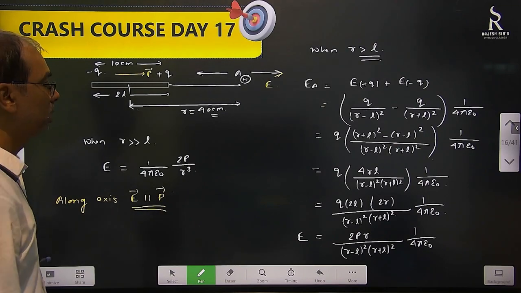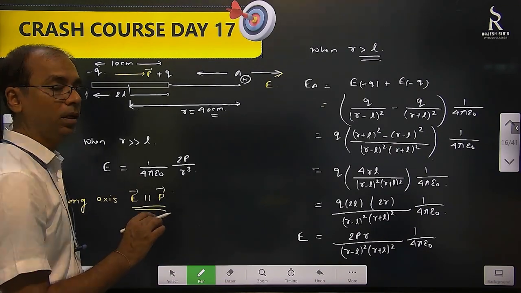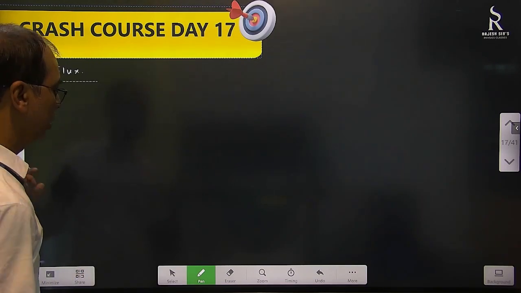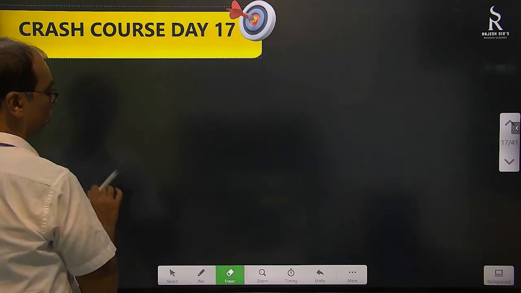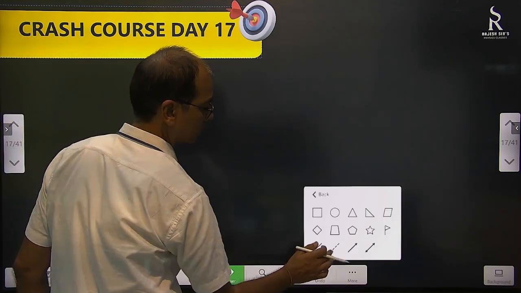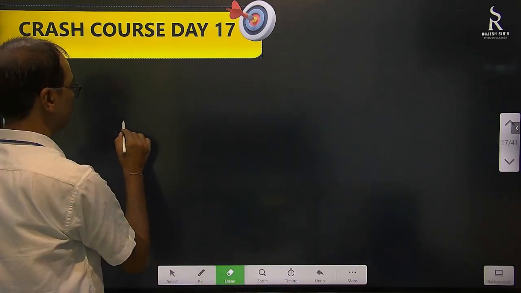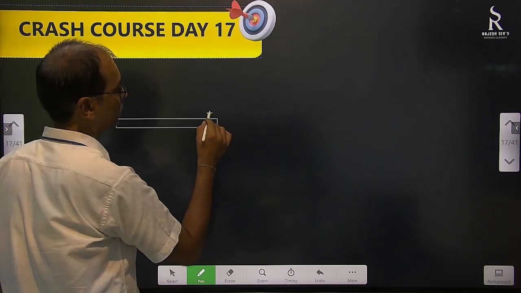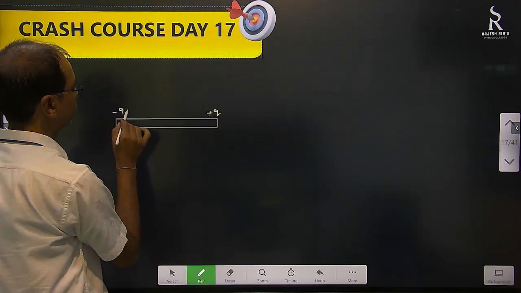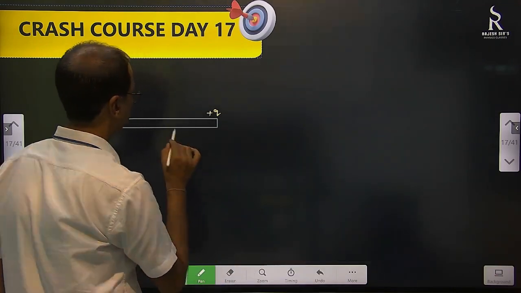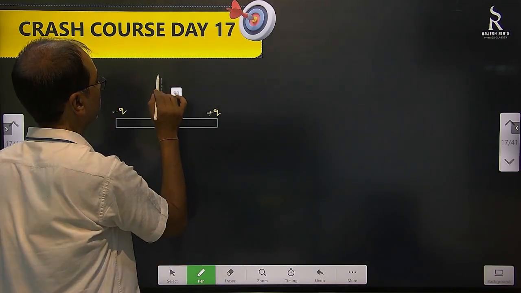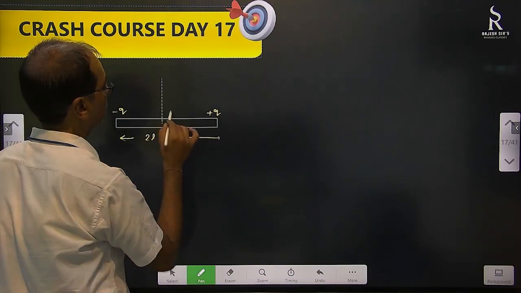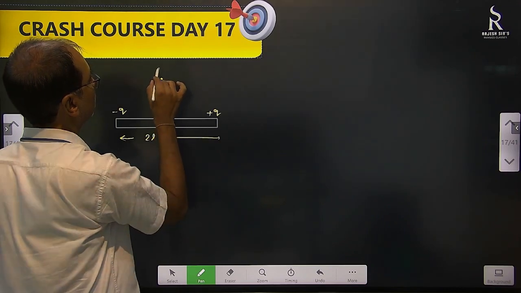What happens on the equatorial plane? On the equatorial plane, electric field will be in the opposite direction to dipole moment. Again, in this one also we need to be careful. So on the equatorial plane, we will say this is plus Q, this is minus Q, and we'll take a point here. This is 2L, this is R, and this is some point A.